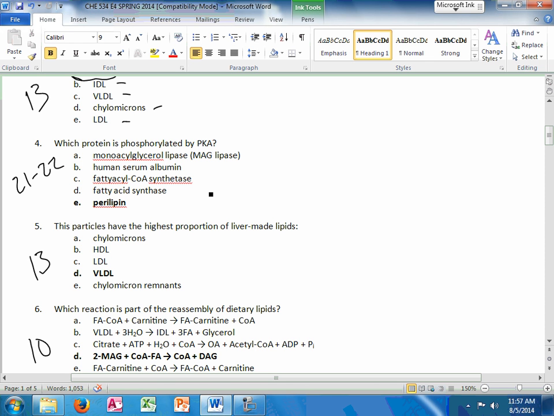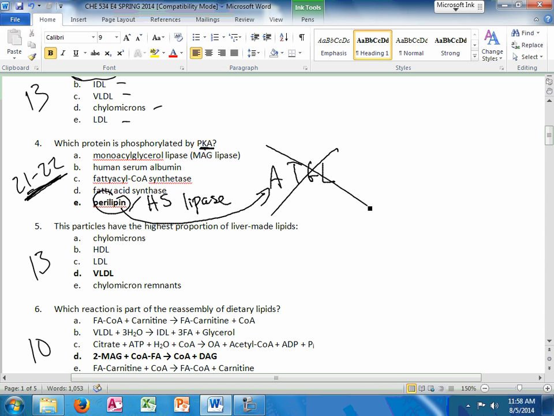Which protein is phosphorylated by PKA? A lot of these, this is asking from the mobilization of fatty acids slide. So perilipin or hormone-sensitive lipase are the two that are directly phosphorylated. You might throw in ATGL, and that's actually activated by perilipin directly, so that wouldn't be an answer.